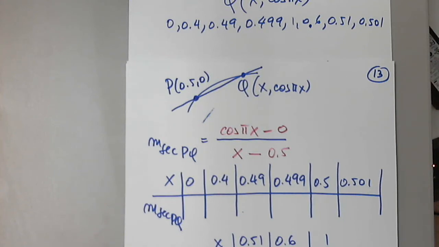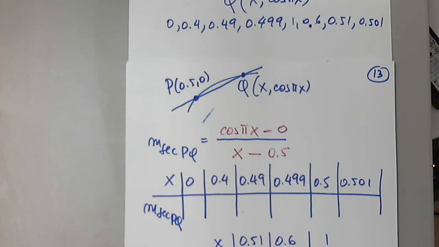Very good. 0, 0.4, 0.49, 0.499. Can I plug in 0.5? You can, but it'll give you an error. Okay, good. Good point. 0.501, 0.51.